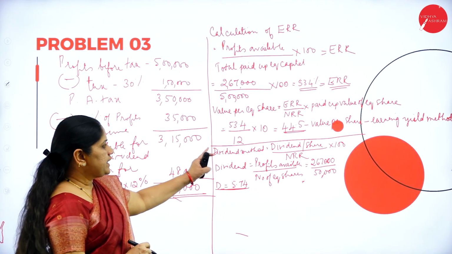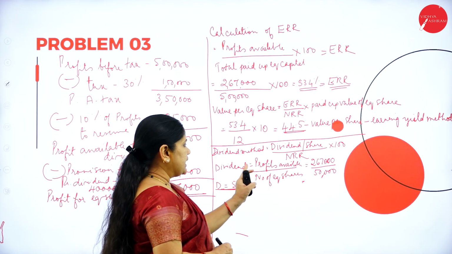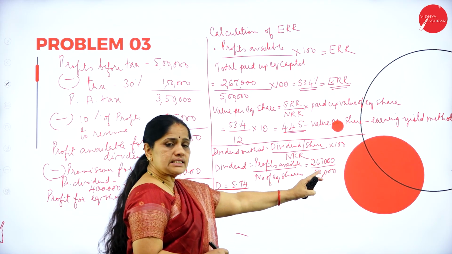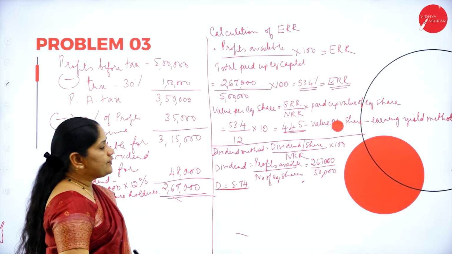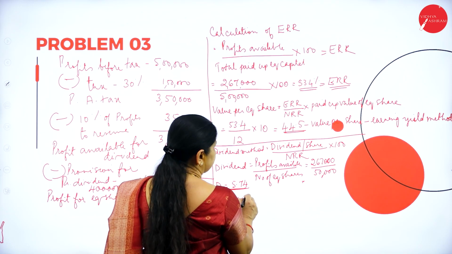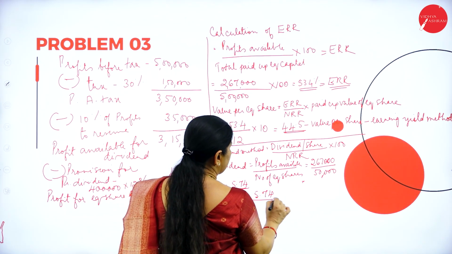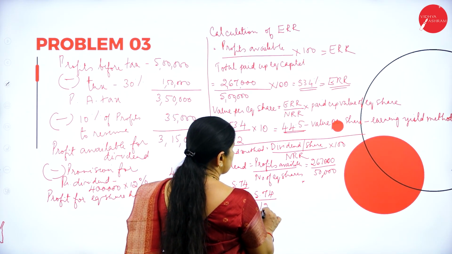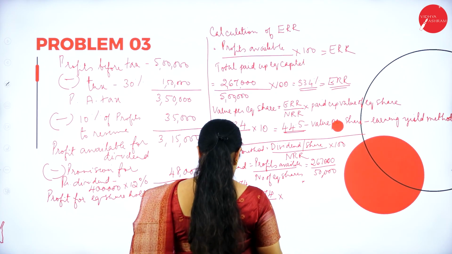So, dividend method. Dividend per share by NRR into 100. Dividend equals profits available by number of equity shares. So, 2,67,000 divided by 50,000. I get the dividend as 5.74. Now, the value equals, what is the dividend per share? 5.74 divided by NRR. NRR is 12 into 10 paid up.